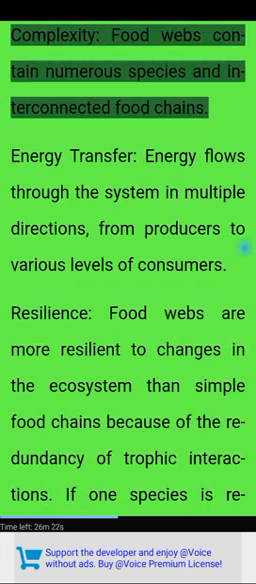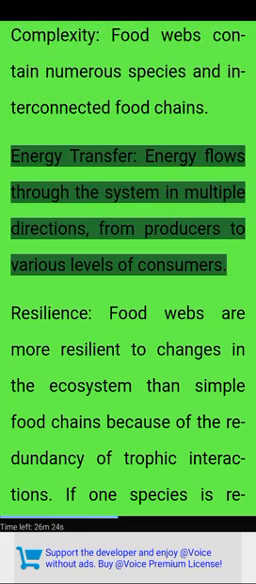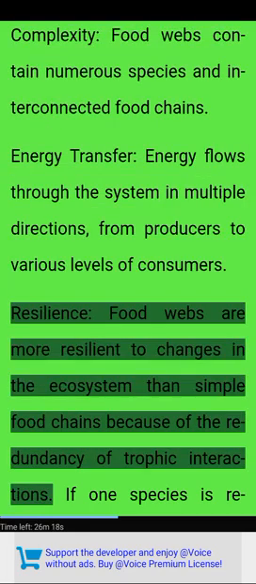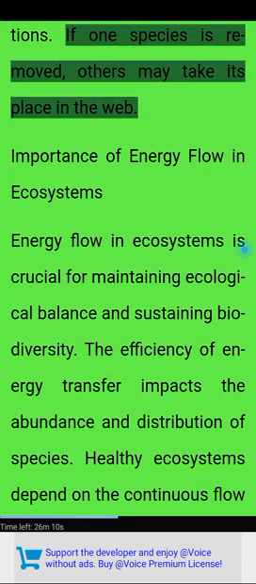Key characteristics of food webs. Complexity. Food webs contain numerous species and interconnected food chains. Energy transfer. Energy flows through the system in multiple directions, from producers to various levels of consumers. Resilience. Food webs are more resilient to changes in the ecosystem than simple food chains because of the redundancy of trophic interactions. If one species is removed, others may take its place in the web.